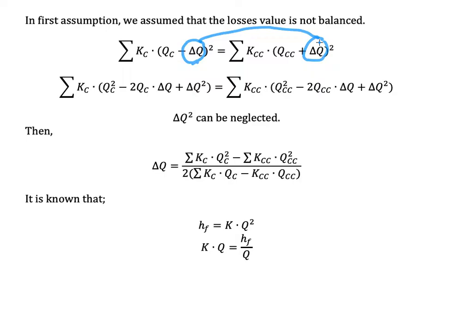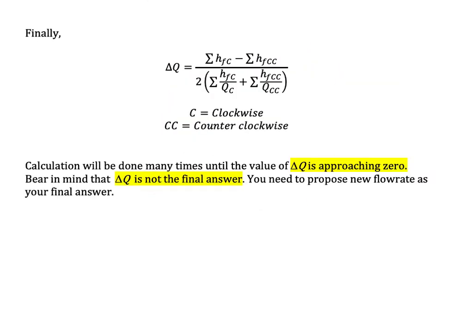If we expand the terms of this equation and neglect the small amount of delta Q squared, we could have this term. Then we replace with the losses equal to KQ squared, and KQ is equal to losses over Q. Finally, we could get the equation of this one, and this is actually the value of delta Q.